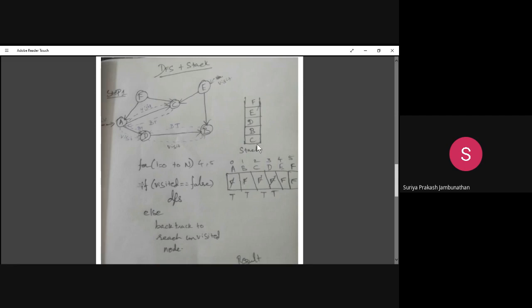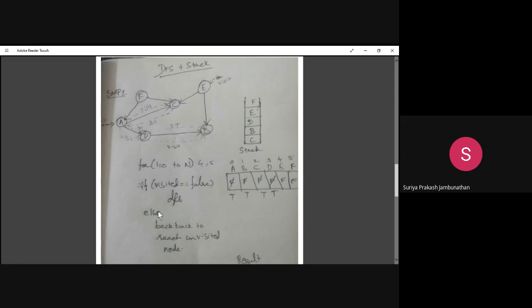The simple algorithm for this topological sort can be written as: i equals 0 to n. That means it will start from the 0th position until the nth position. And if visited is equal to false, meaning the node is not visited, then we can call the DFS, depth first search, method.